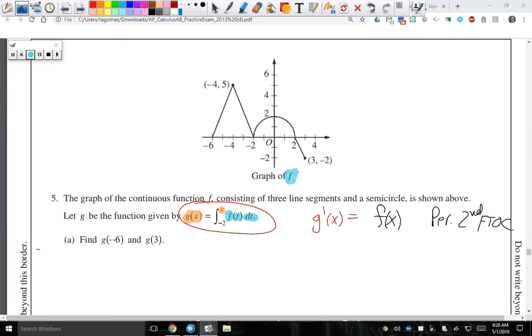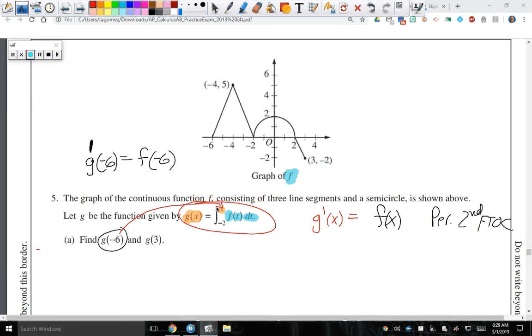And now, let's go ahead and go through the problem. The first thing that you're asked to find is g of negative 6. And what some people have done is they'll mistakenly say that g of negative 6 is equal to f of negative 6. What is it that they've mistakenly done right there? That's g prime. g prime is f of negative 6.